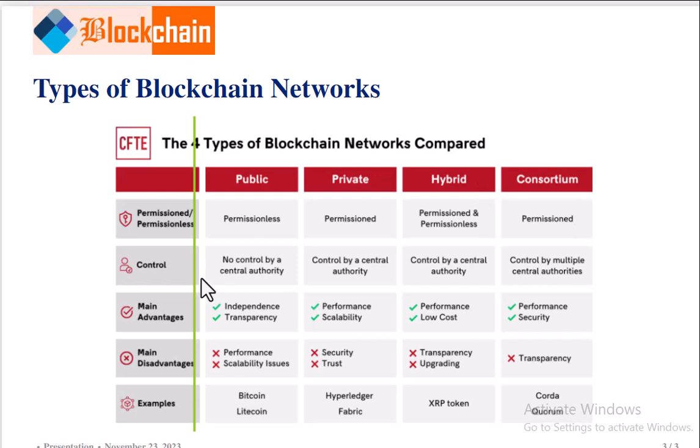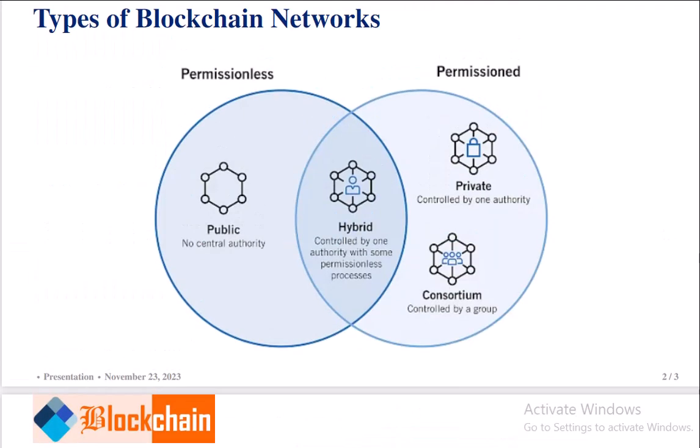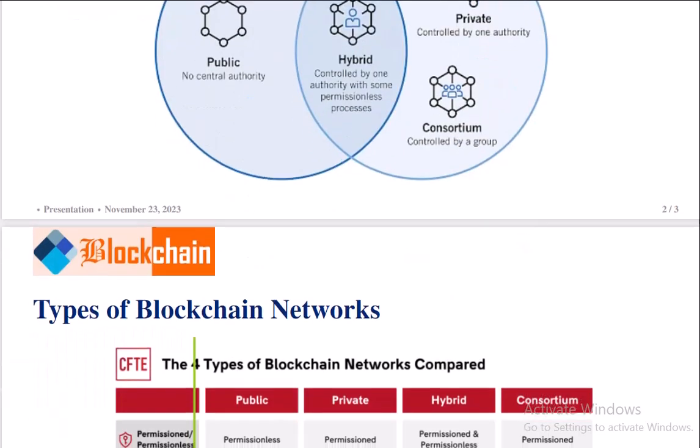Another feature which classifies all these four networks is the control. So the public network is not controlled by any central authority, while the private is controlled by the central authority. The hybrid network is also controlled by a central authority. Consortium network is controlled by multiple central authorities. So look at this figure. Hybrid network is controlled by a central authority, private is controlled by a single central authority, while the consortium is controlled by multiple central authorities, while the public is not controlled by any central authority.